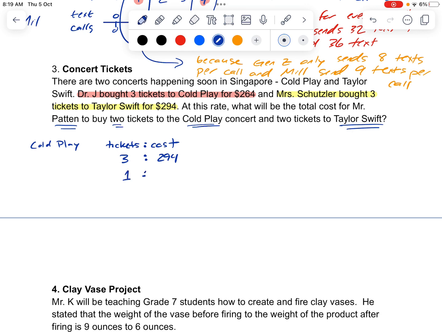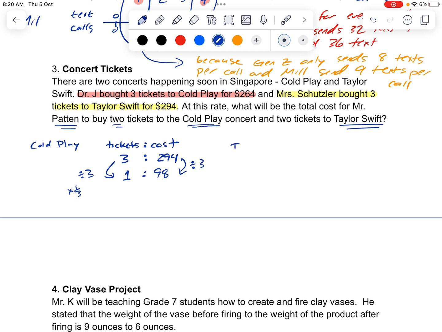Well, to keep my ratios the same, how do I go from 3 to 1? I don't want to subtract. You always want to multiply or divide. So I'm going to divide by 3, which is the equivalent of multiplying by 1/3. Either one of those would be fine. Then I'm going to do the same thing for 294. If I do that, that is going to be 98. So I'm spending $98 per ticket for Coldplay.